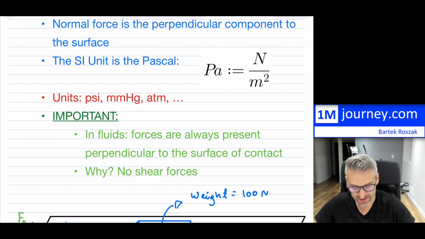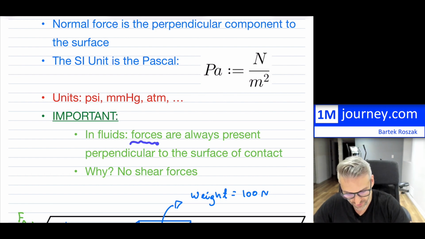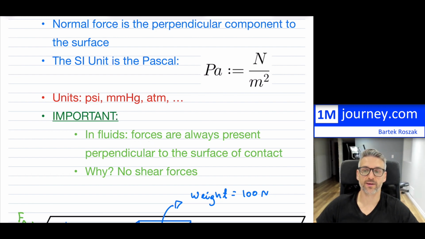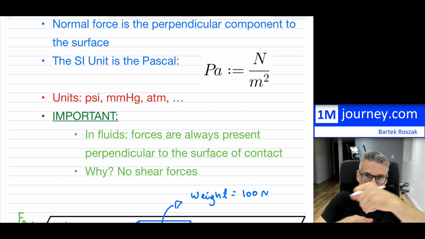Well, in fluids, it's interesting because forces are always present perpendicular to the surface of contact. So that is very interesting. And the reason for that is because there's really no shear forces within fluids. That's one of the reasons why they are a fluid. Right? So they just kind of roll over each other.